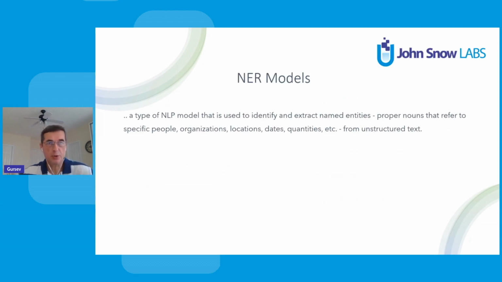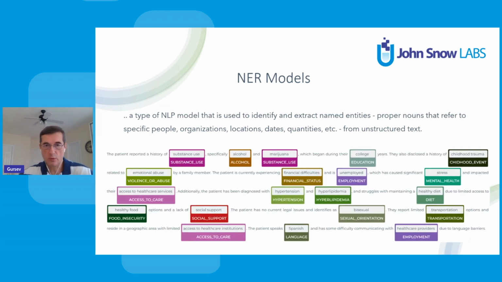So the definition of an NER model is, it's a type of NLP model. It's used to identify and extract named entities, like proper nouns that refer to specific people, organization, location, date, quantity, based on your need, from just text. So what you see on the screen is, we use the visualizer. We have a visualizing library, and you can see that some of the words, or they may be called chunks, are marked by the visualizer. These chunks are first detected or extracted by the NER model.